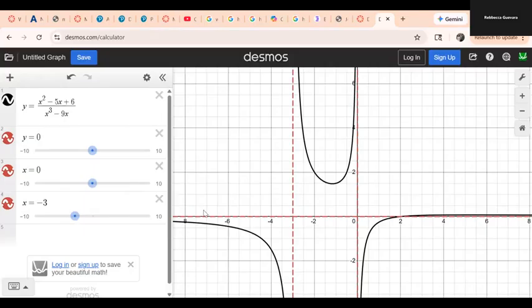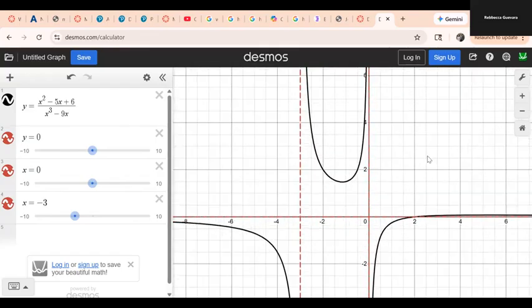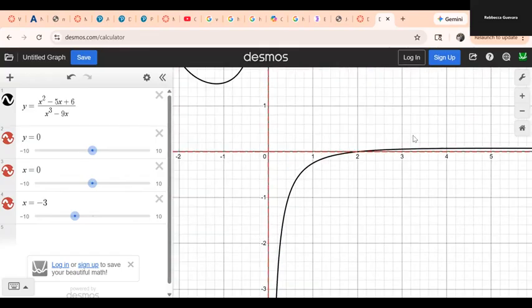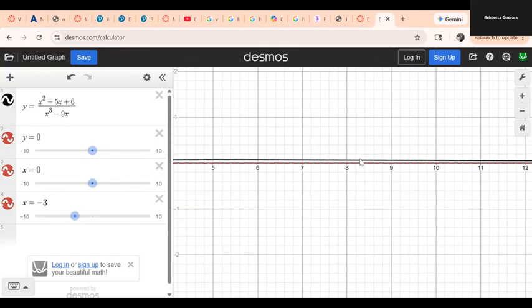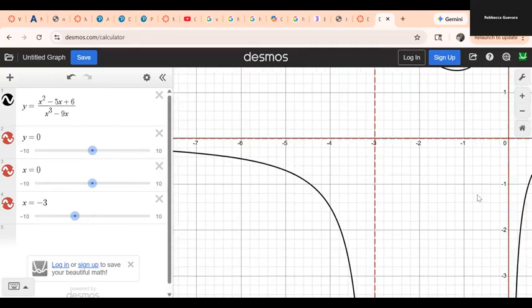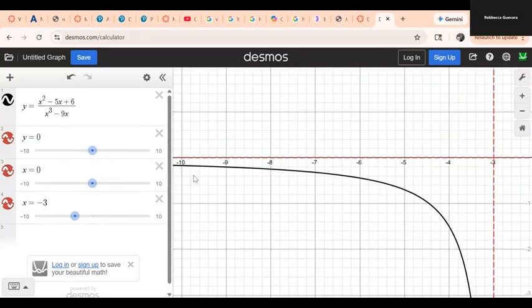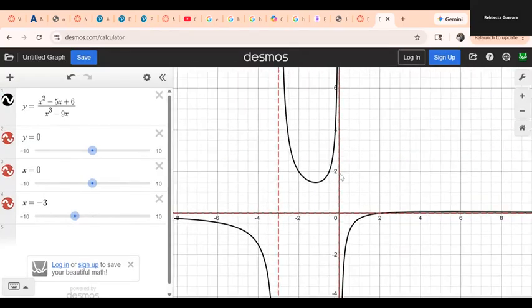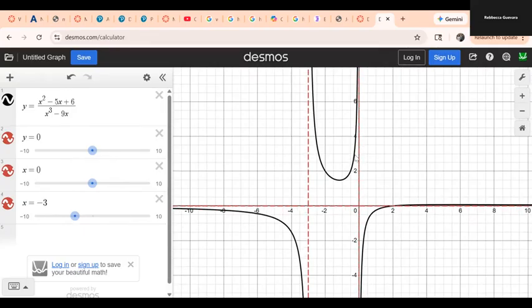So here's the graph. We can see those asymptotes here. We jump over, but we approach y equals 0 slowly, and we approach from this side as well. Here, where x is equal to 0, we have an asymptote, and where x is equal to negative 3, that's an asymptote.